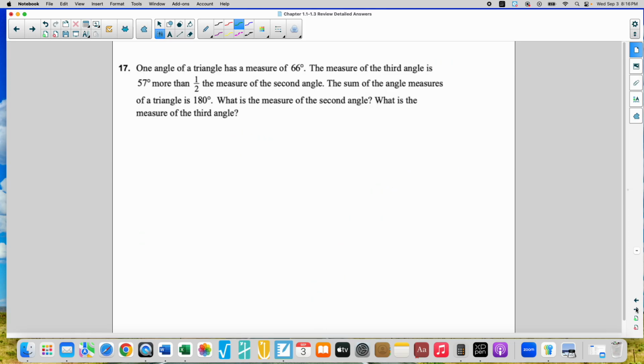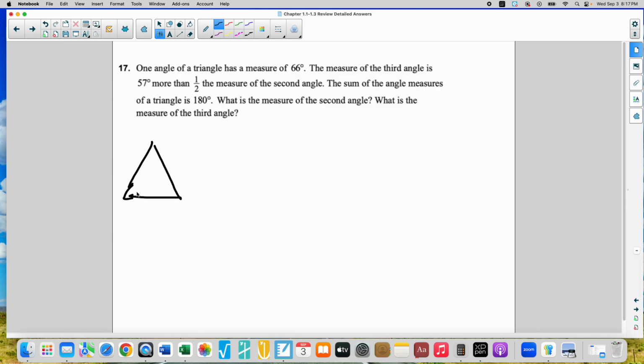One angle of a triangle has a measure of 66 degrees. The measure of the third angle is 57 more than half the measure of the second angle. The sum of the angle measures of a triangle is 180. What is the measure of the second angle? What is the measure of the third angle? So notice I read it out. So I have this triangle.